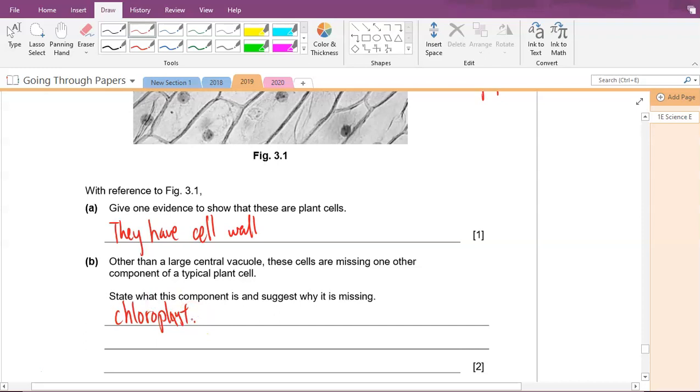Now, I thought plant cells need chloroplast to survive, right? Because they need to photosynthesize. But the key idea here is, where do you find an onion? Onions are generally grown underground. Sorry for the ugly drawing, but onions are generally grown underground, so they're not exposed to sunlight. So the key idea here is why it doesn't have chloroplast is really because onions are found underground.